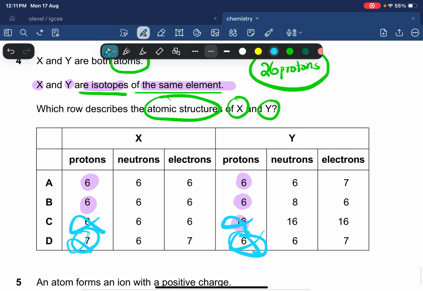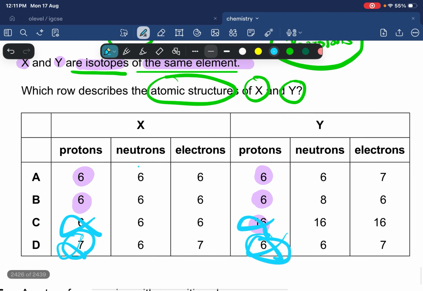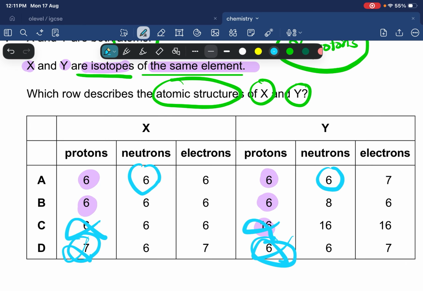Next, isotopes. Isotope means the same number of protons, a different number of neutrons. So neutrons should be different. Over here we have 6 neutrons. Over here we have 6 neutrons. Well, it doesn't make sense.